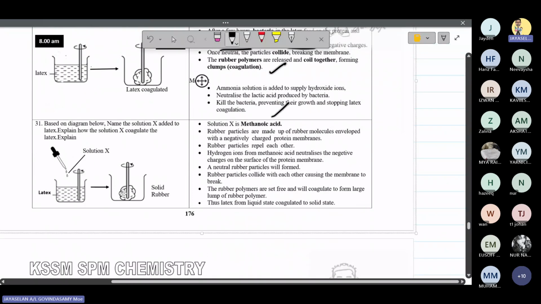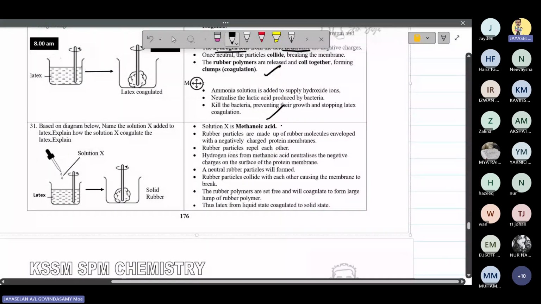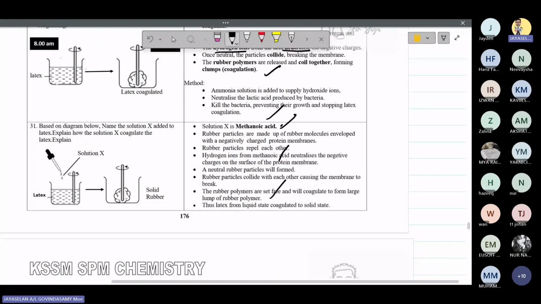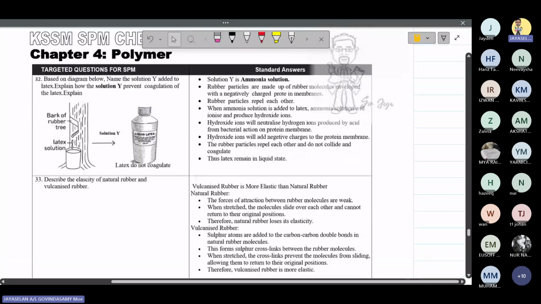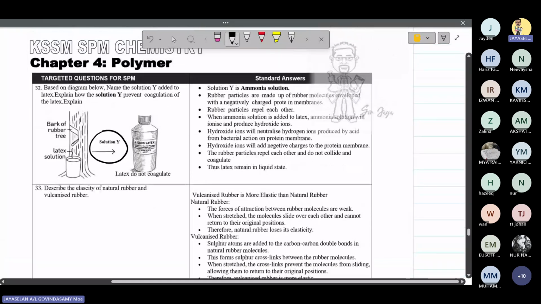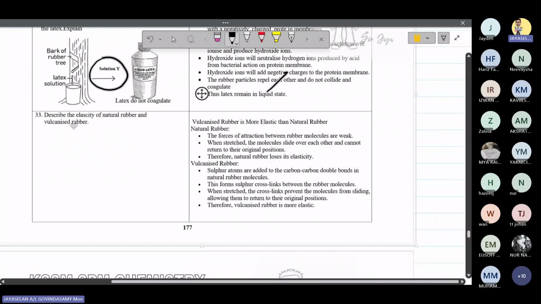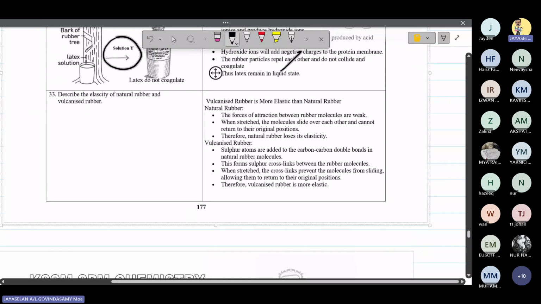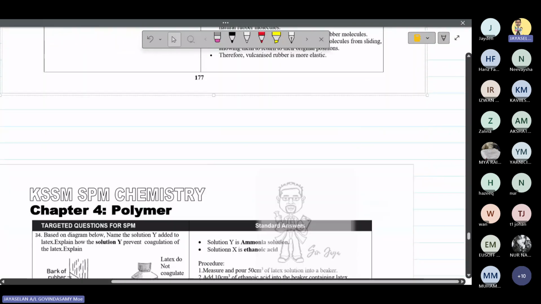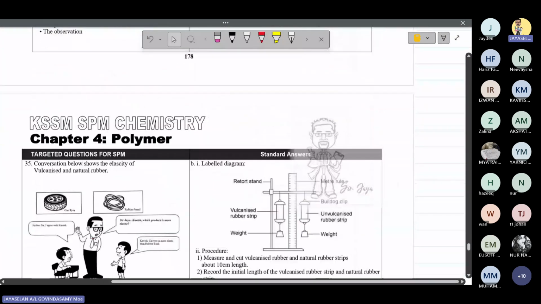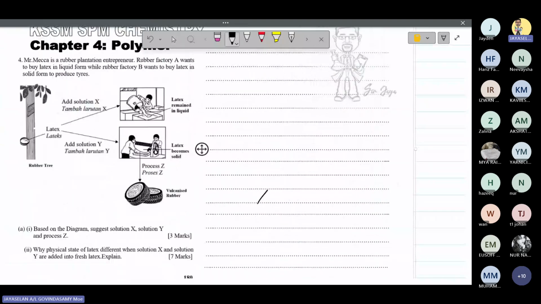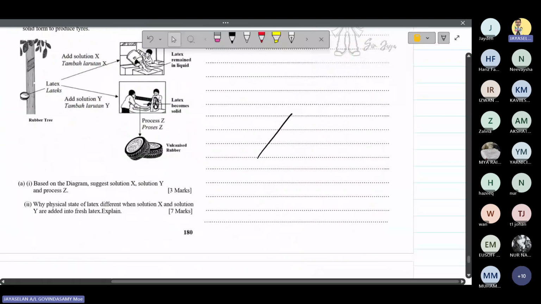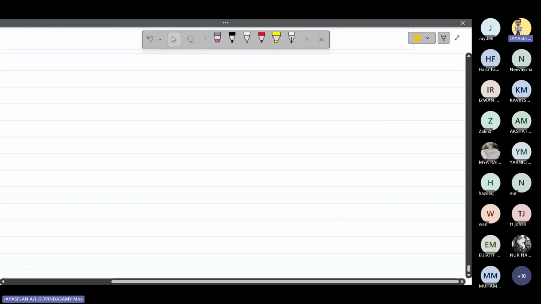Okay, ini bila dia coagulate, dia tambah apa? Methanoic acid. So, methanoic acid coagulant. Jawapan ada sini. Baca. Okay, ini tengok. Tadi punya soalan. Okay, ada kan? So, jawapan ada sini. Okay, so why natural rubber less elastic? Describe the elasticity of natural rubber and vulcanized rubber. So, ini ada jawapan juga. Baca. Okay, kan? Okay, lepas tu eksperimen tengok. Ni tengok kan? Dan buat soalan ini. Tadi punya soalan, kalau you dapat dah baca, ini pun boleh buat. So, sini pun ada latihan. Ini pun boleh buat.